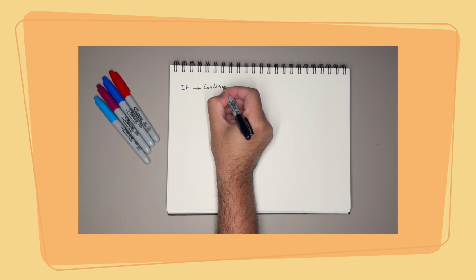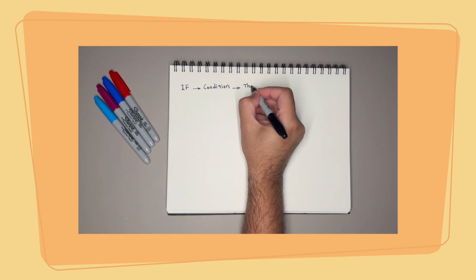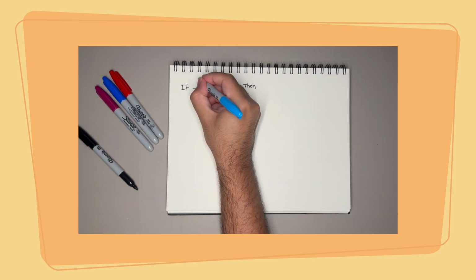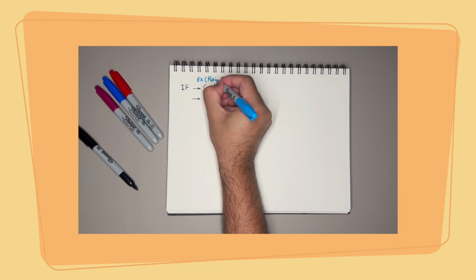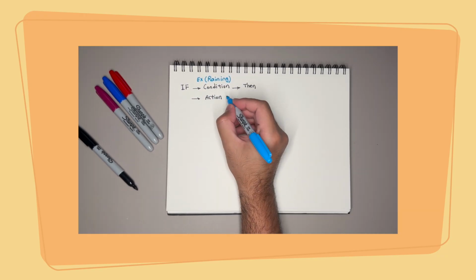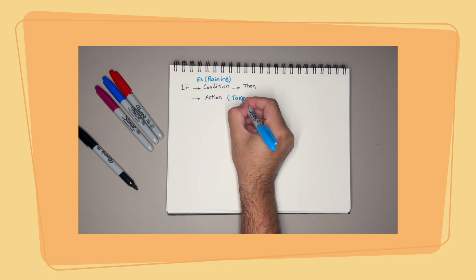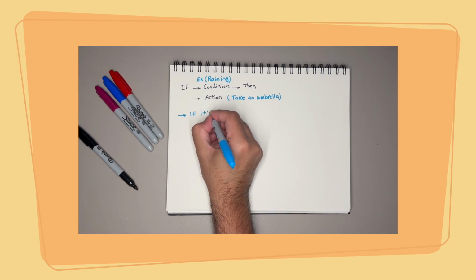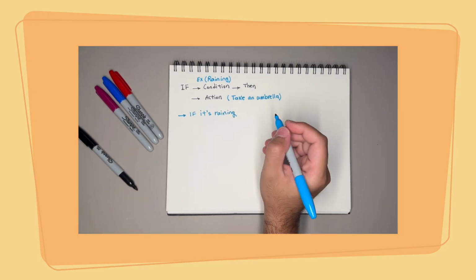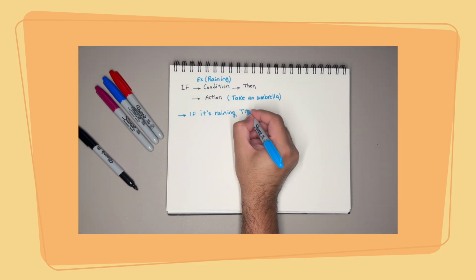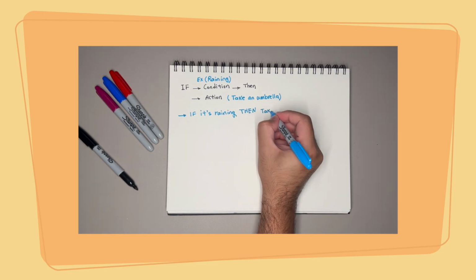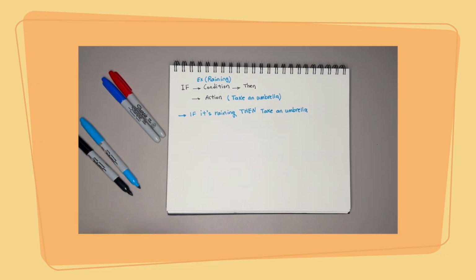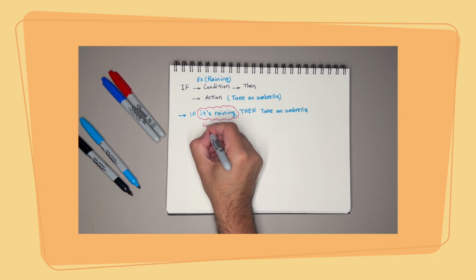If condition, then action. That's it. It's like asking a really simple question. For example, if it's raining, then what's the action? You need an umbrella, right? So if it's raining, then take an umbrella. Super basic, right? But this exact structure is what we're coding into the PLC.